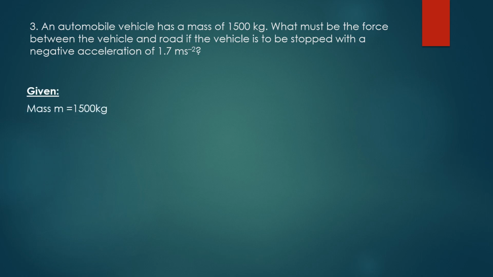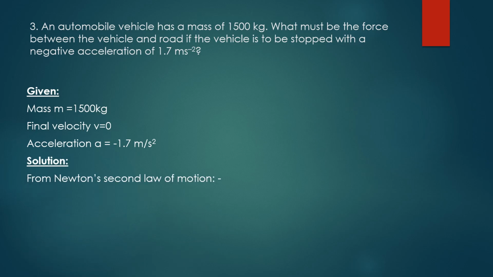So first we'll see the given. Given is mass is 1500 kilograms. So mass is in its SI unit only. Then final velocity here, what happens? It is 0. Okay, it has been stopped. It is moving, and then it is stopped. So final velocity is also 0. Then acceleration is minus 1.7 meter per second square, because in the question they have given it is negative acceleration. So a is equal to minus 1.7 meter per second square.